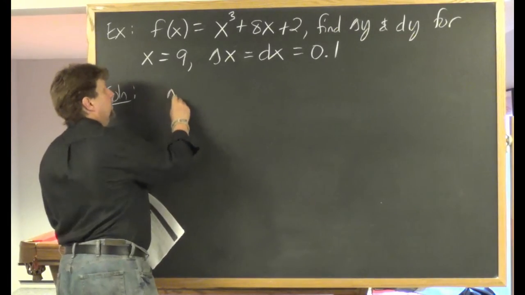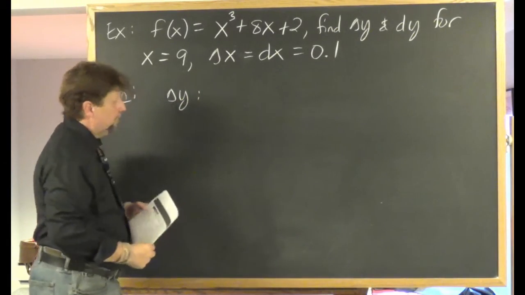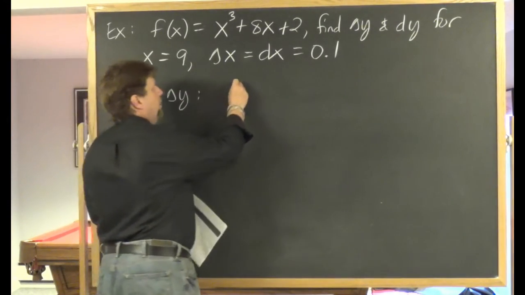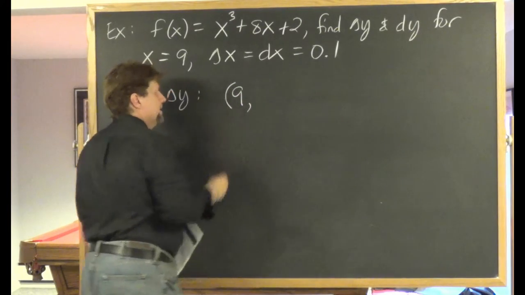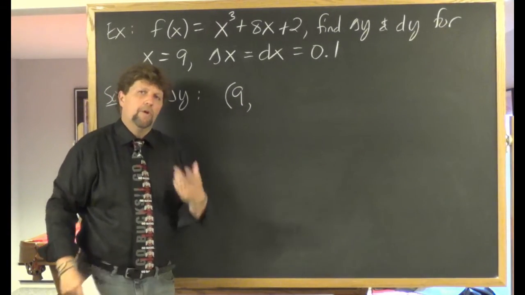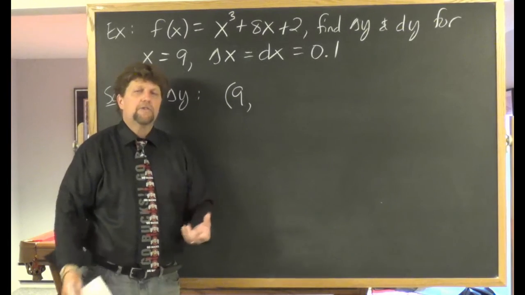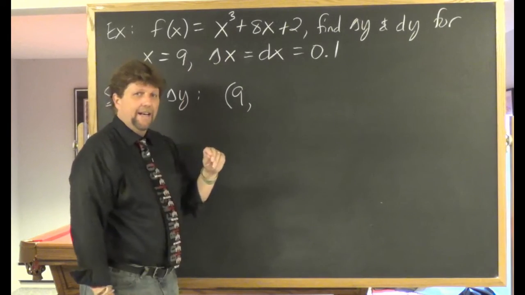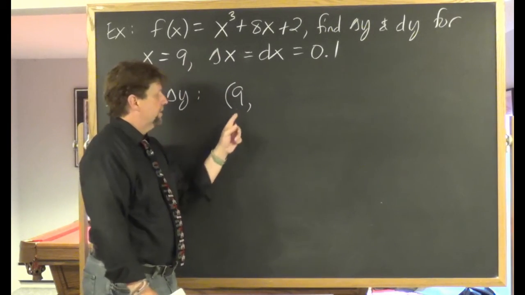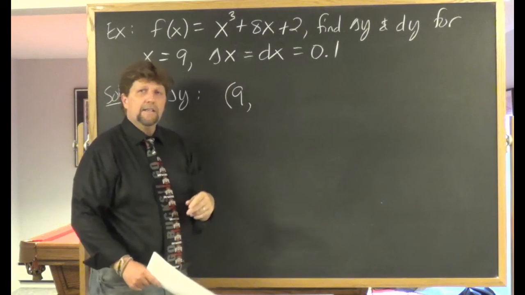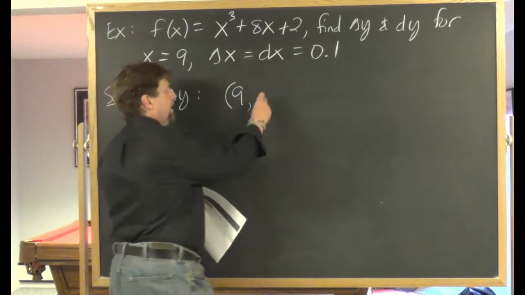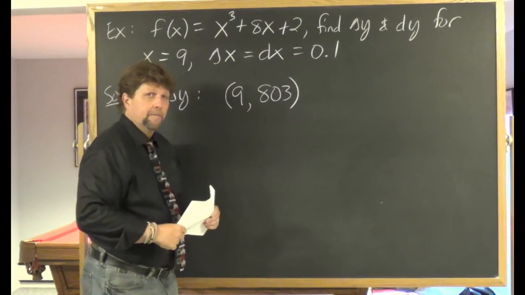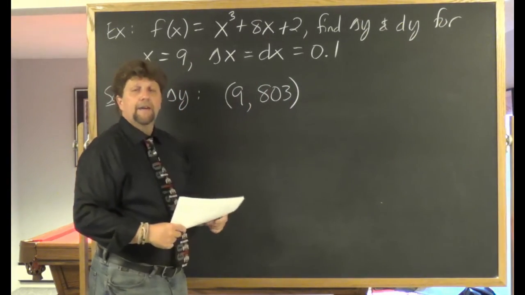So here we go. To find delta y, first thing I'm going to notice is that we're starting at an x value of 9. So I'm going to make ordered pairs here. X is 9. Now to find the y value that would correspond to an x value of 9, this is just old algebra, you're going to evaluate the function at 9. You have to find f of 9. You're going to take 9 and toss it in for the x's. And if you do that, you're going to get f of 9 is 803. So this 803 is f of 9.